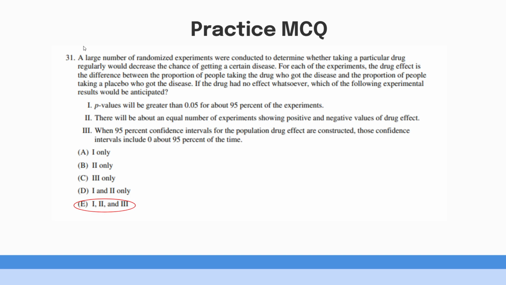So now let's go over 1. P-values will be greater than 0.05 for about 95% of experiments. Now, this is a little weird, but if the p-value is 0.